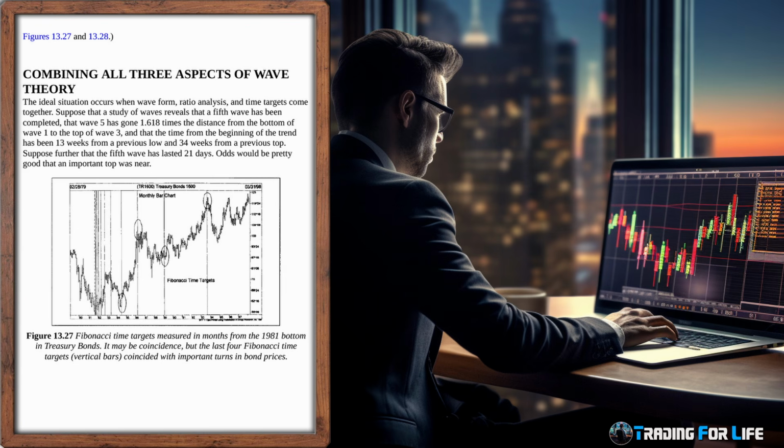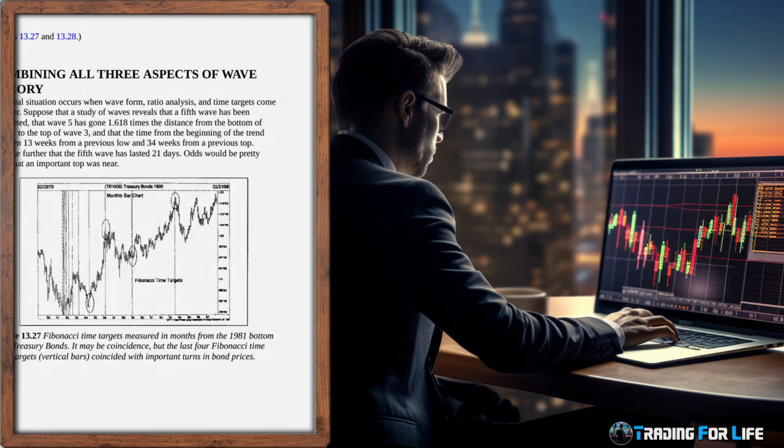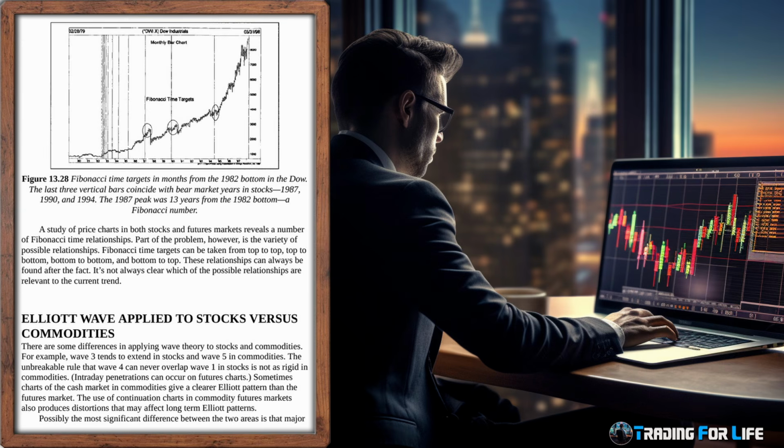times the distance from the bottom of wave 1 to the top of wave 3, and that the time from the beginning of the trend has been 13 weeks from a previous low and 34 weeks from a previous top. Suppose further that the fifth wave has lasted 21 days. Odds would be pretty good that an important top was near. A study of price charts in both stocks and futures markets reveals a number of Fibonacci time relationships. Part of the problem, however, is the variety of possible relationships.